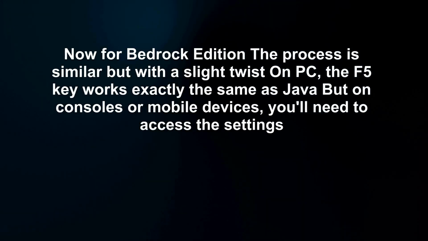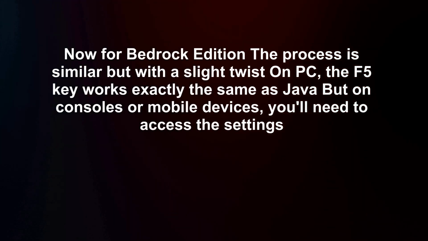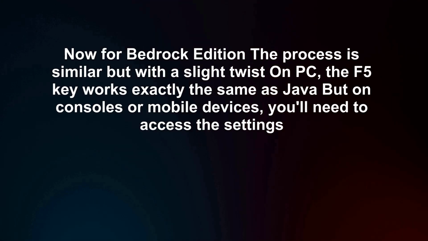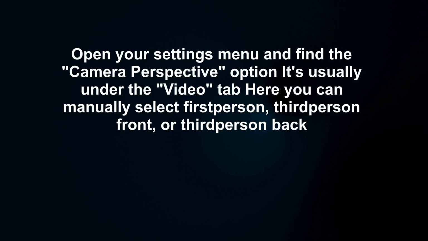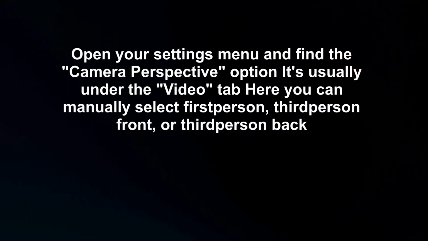Now for Bedrock edition, the process is similar but with a slight twist. On PC, the F5 key works exactly the same as Java, but on consoles or mobile devices, you'll need to access the settings. Open your settings menu and find the camera perspective option. It's usually under the video tab.